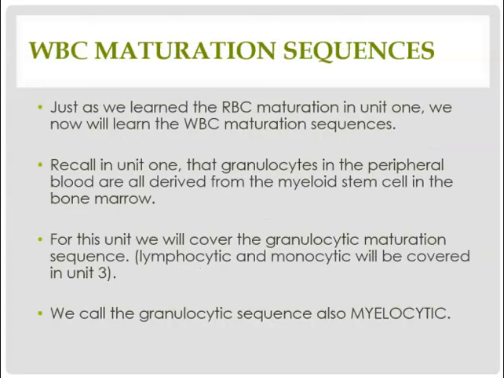Just like we learned the erythrocytic maturation sequence, or the red blood cell maturation sequence, now we're going to have to learn the white blood cell maturation sequence. And remember, all the granulocytes in the peripheral blood are derived from the myeloid stem cell side in the maturation sequence, and we're going to look at that flow chart that we looked at earlier when we were talking about red blood cells, again here in just a minute. But we can also refer to the maturation sequence of the granulocytic white blood cells as the myelocytic maturation sequence.